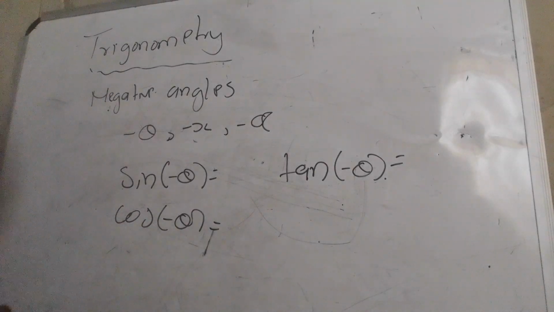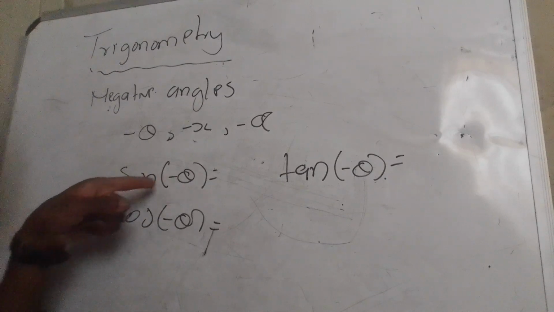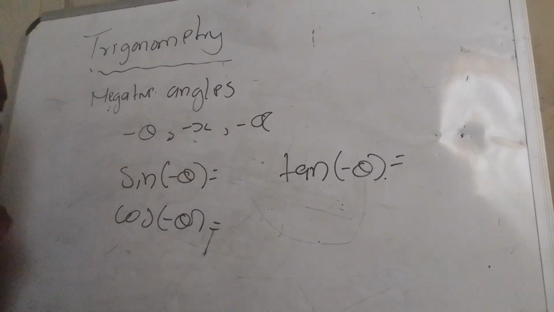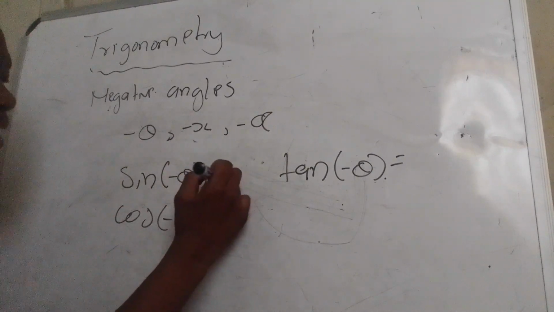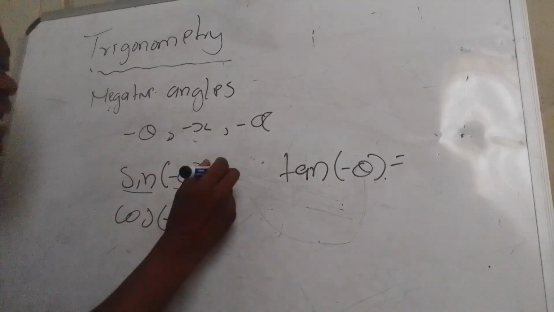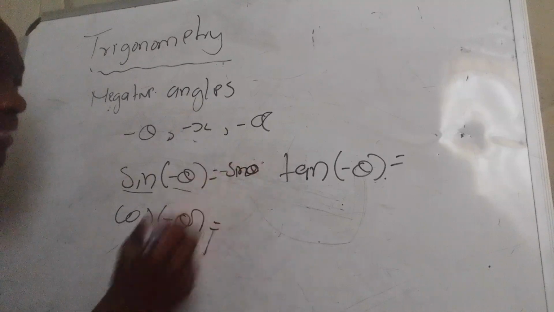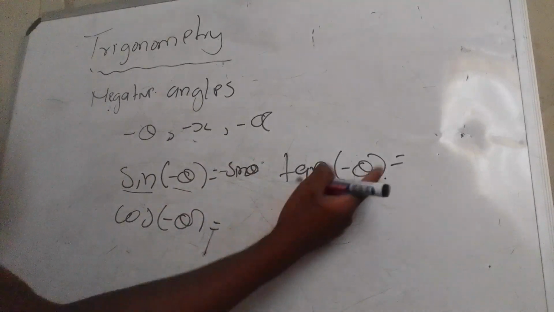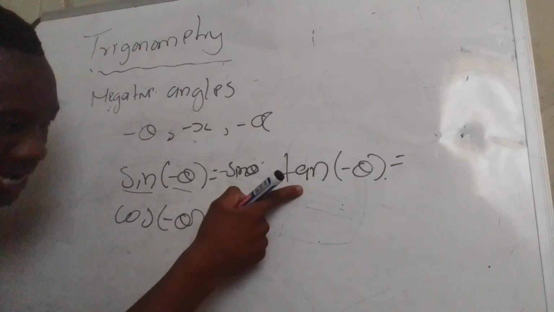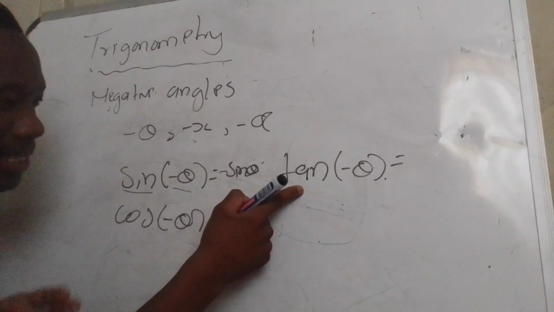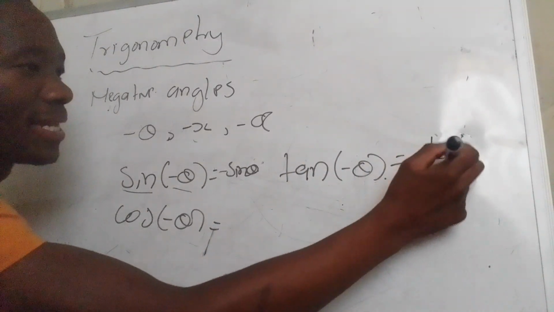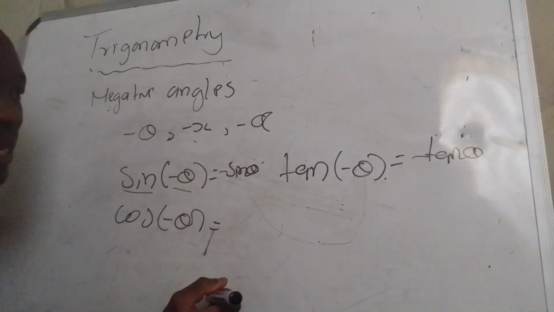So for example, here we have sine with negative theta. Since it's sine and we have a negative angle, this is going to be negative sine theta. Then we have tan with negative theta. It's going to be negative tan theta.